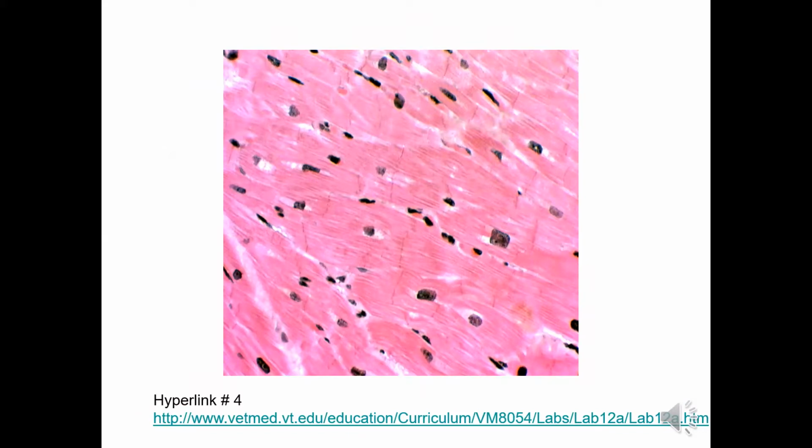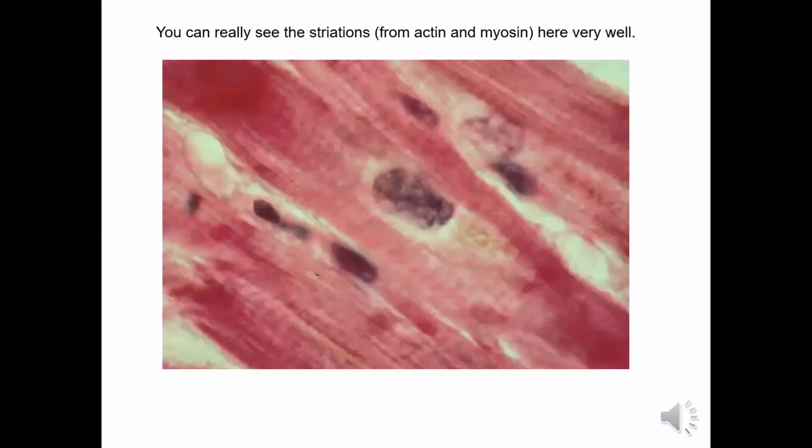Cardiac. Yeah, that's cardiac. I see the intercalated disc first, but that's just me. Again, everybody's different. You notice that it's branching too. It's striated, it has a single nucleus for the most part. Here's a close-up of cardiac muscle nuclei and the striations.